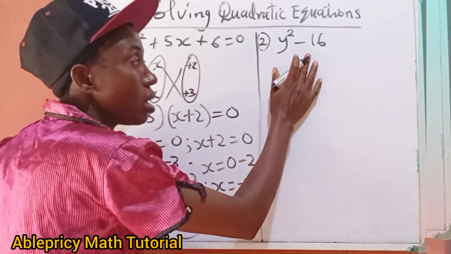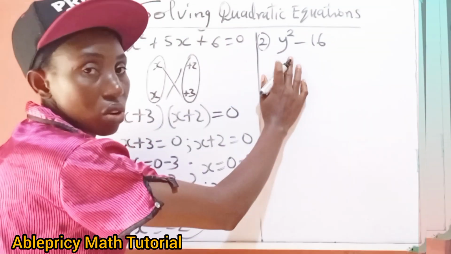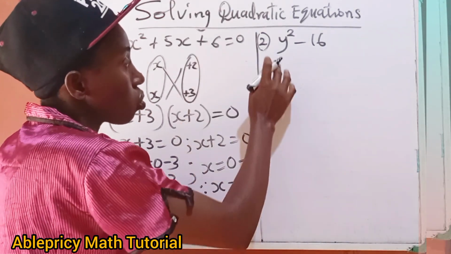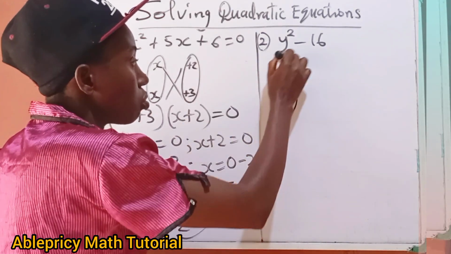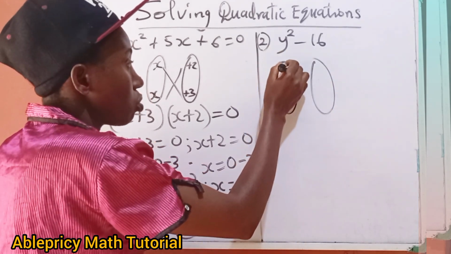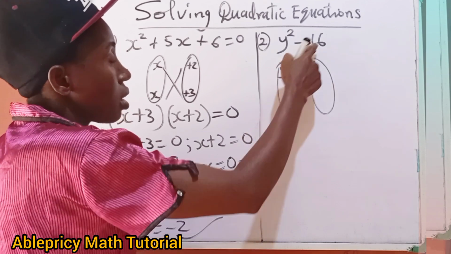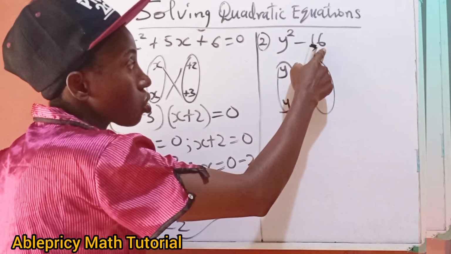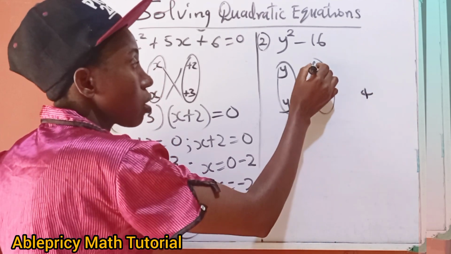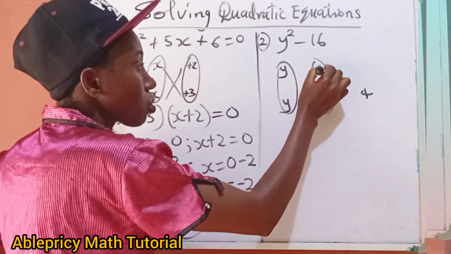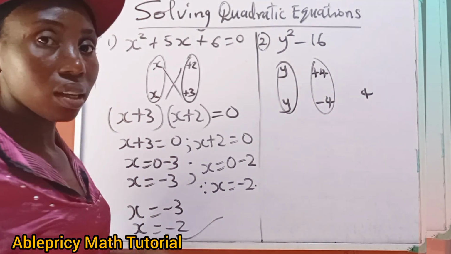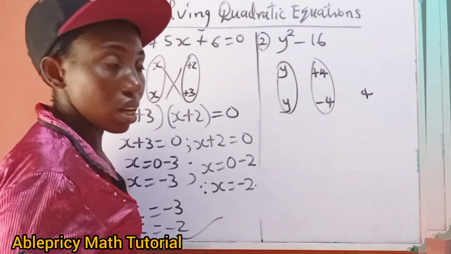But remember, what we have here is a difference of two squares. So it's even easier and simpler than the first one. What you just do is build your two brackets, find the square root of y squared, and put them separately, y and y. Then find the square root of 16. Square root of 16 is 4. Then one will be minus and one will be plus, so plus 4 and then minus 4, because in a difference of two squares, one bracket is always plus while the other is minus.